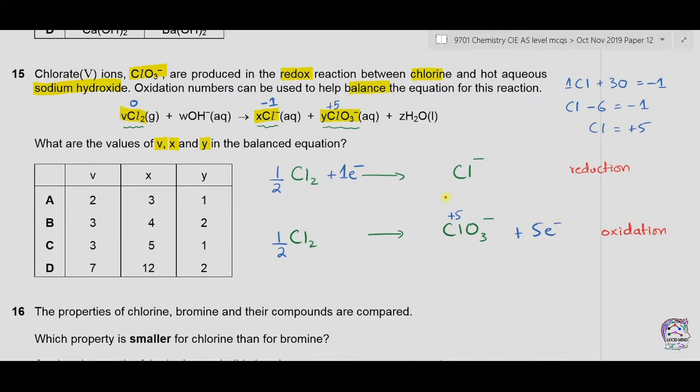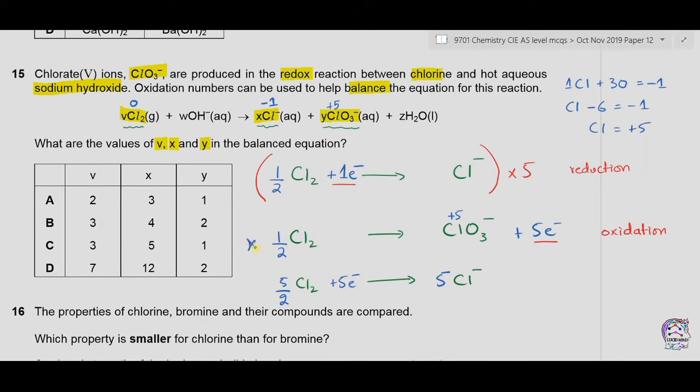As we know that in balanced equation, the number of electrons lost must be equal to the number of electrons gained. So we can balance these number of electrons by multiplying this equation with 5. So rewriting the first reduction equation, now I have Cl2, Cl negative. 5 is multiplied by 1/2, so it will become 5/2 for chlorine. The number of electrons will become 5. The number of chloride ions will also become 5.